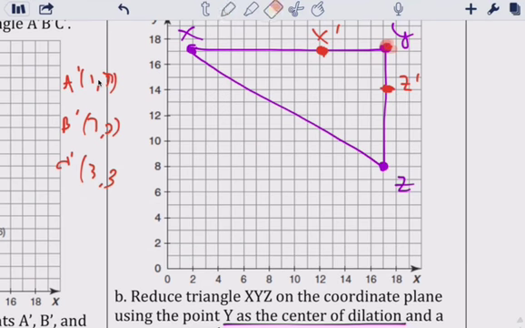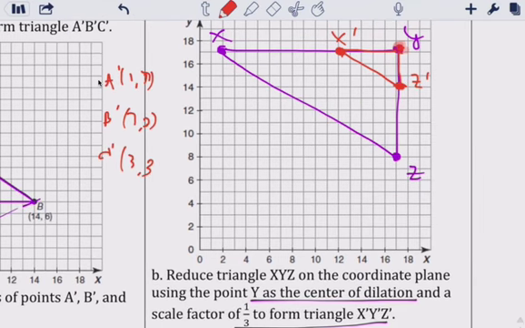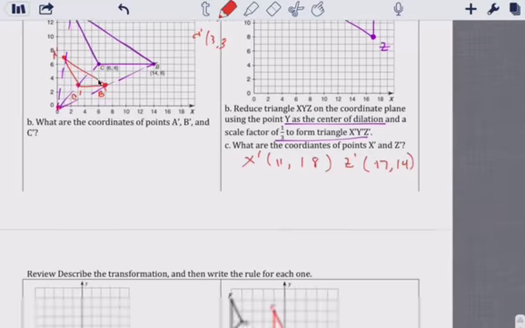Okay, I'm going to erase this 9. I got my red triangle and my purple triangle, the big one and the small one. Okay, X prime is what? X prime is, we know it's going to be 18. But X is 11. Z prime is (6, 17) and (14).